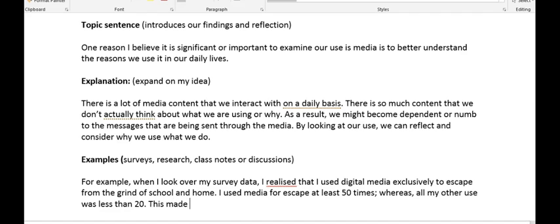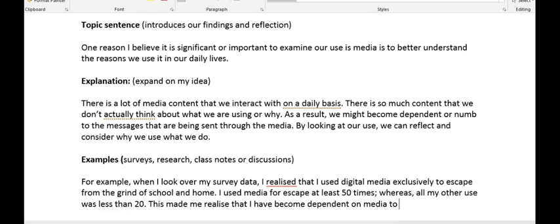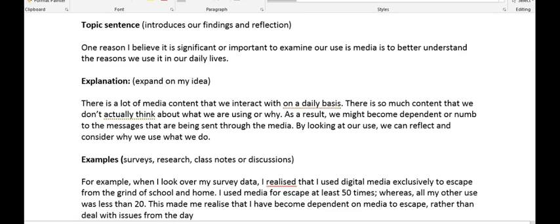This made me realize that I have become dependent on media to escape, rather than deal with the issues from the day or seek other solutions.